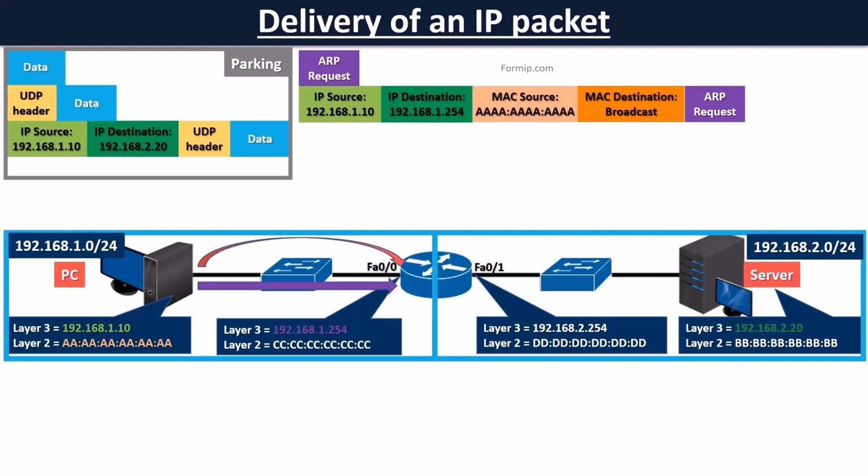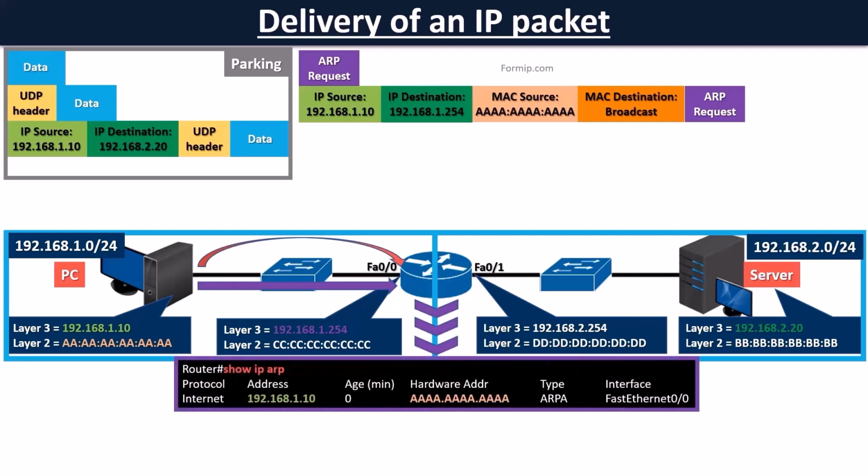When the router receives this request, it sees that inside the ARP packet, which comes from its FA0/0 port, there is the MAC source address of the PC. So, it takes the opportunity to fill its own ARP table. Now, the router knows that the IP 192.168.1.10 matches the MAC address with only A's.